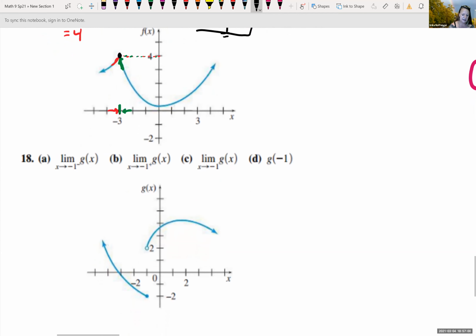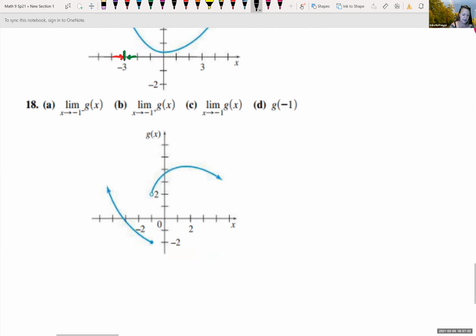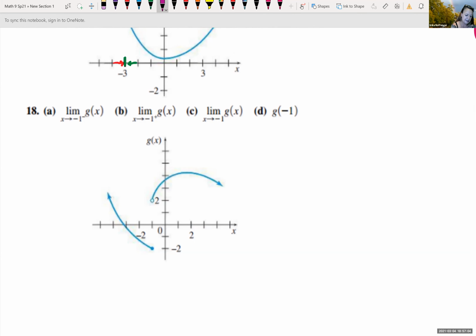So looking at the next piece, it's asking me to find the limit as x is approaching -1. So find -1 on the graph. And it's coming in on the left of this g of x function. So I go to the piece to the left of -1, which is here, and I'm looking at what is the y value I'm getting closer and closer to. And notice that y value I'm getting closer and closer to is -2. So this is equal to -2.